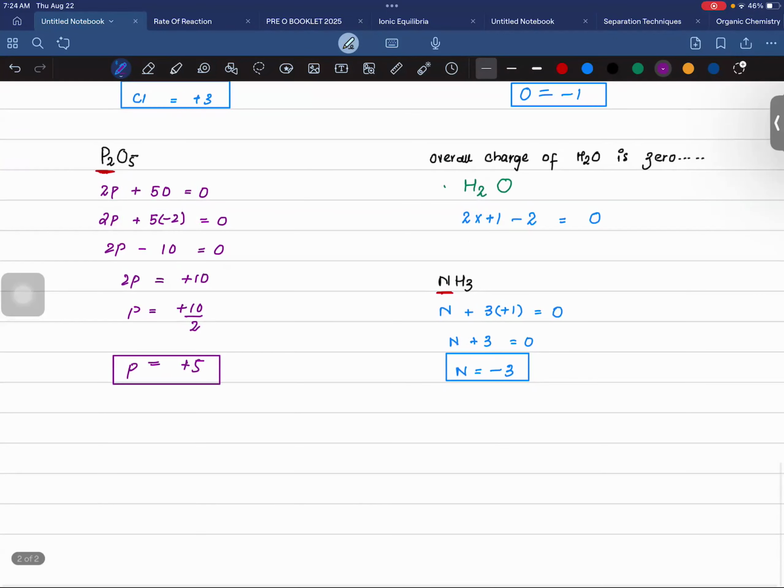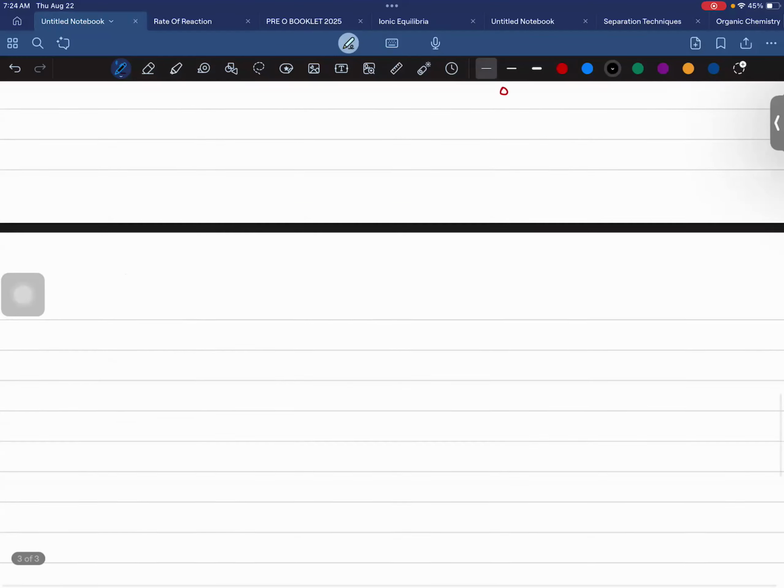Now I'm asking why ammonia has no charge, why this is 0. You are supposed to say: because we have one nitrogen, that is minus 3. We have 3 hydrogens, each hydrogen is plus 1, so 3 hydrogens would be plus 3. If you calculate this, you get 0. This is the reason ammonia has no charge.